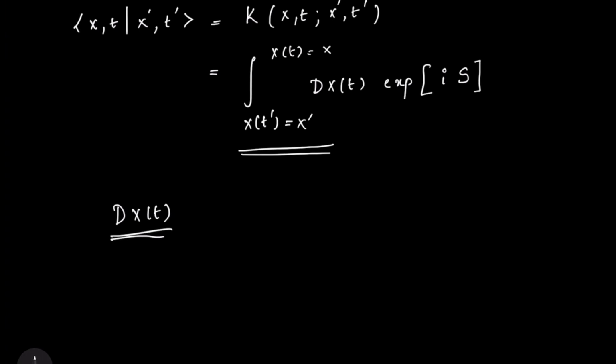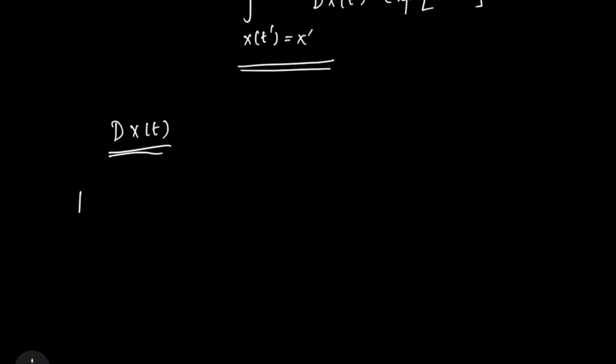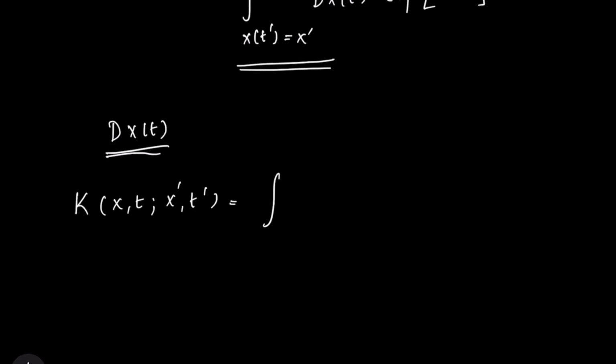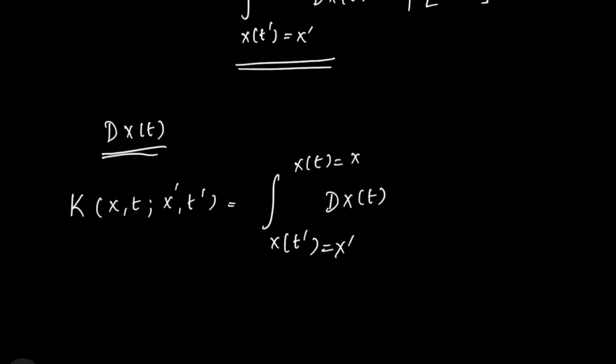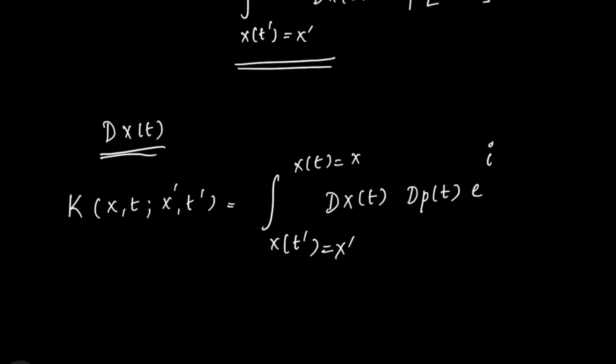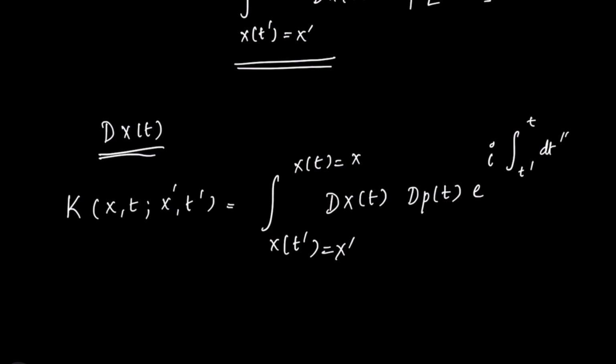There is another form for writing this integral, which is the Hamiltonian form. In the Hamiltonian form, I can write the transition amplitude as the integral over paths x(t') = x', x(t) = x, of Dx(t) Dp(t) e^{i ∫_{t'}^{t} dt'' (p ẋ − H)}.